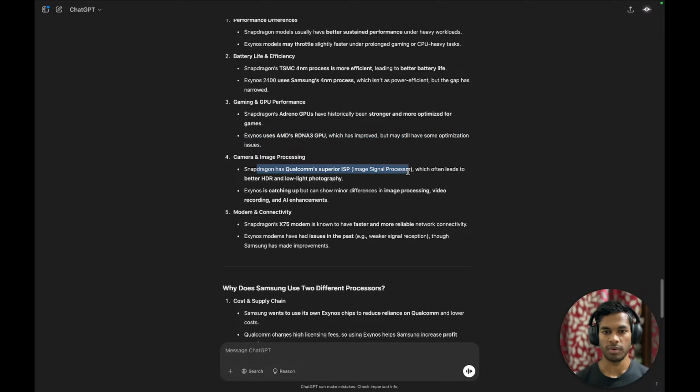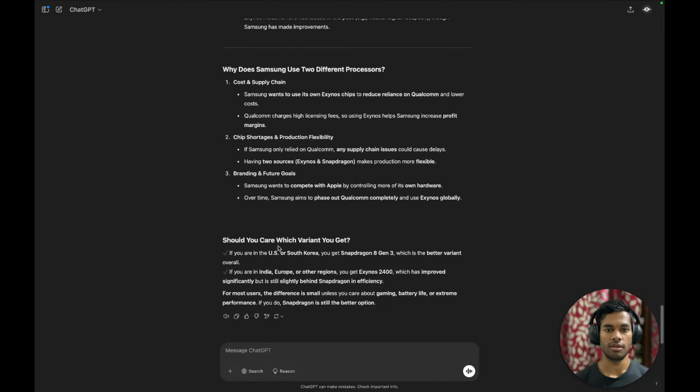Cameras: Snapdragon, with Qualcomm's superior ISP, leads to better HDR and low light photography. Exynos is catching up, but is still lagging. So it seems like Exynos is not as good as Snapdragon.